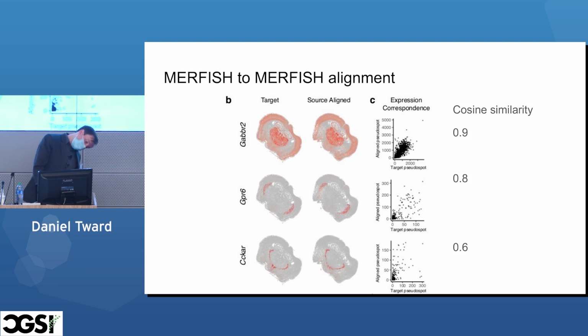In this gene, GPR6, we see the correlation is a little bit weaker, but they have a cosine similarity of 0.8. And on the bottom, a third example, we look at this gene CCKAR, and we see a lower cosine similarity of only about 0.6. So to my knowledge, this is the first time looking at how reproducible these types of technologies are.